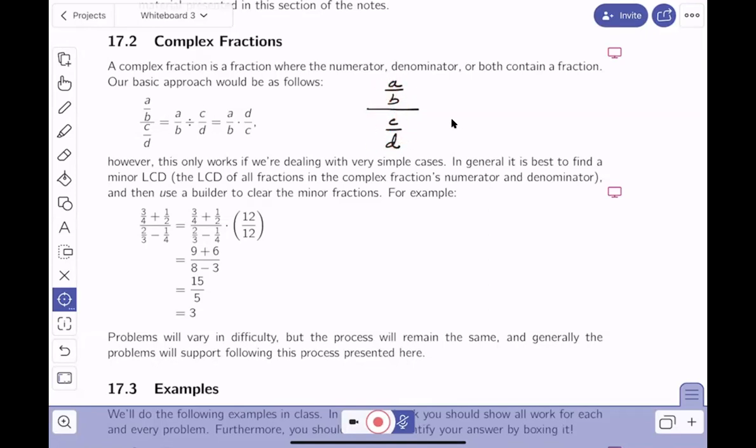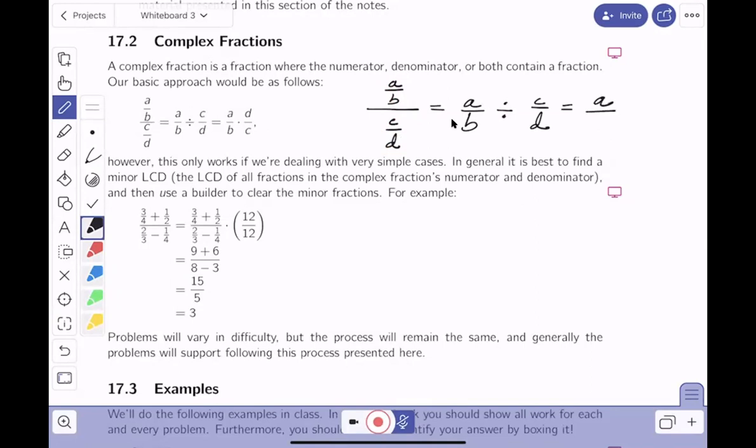Now, if I were looking at this and you asked how would you do that problem, I'd say, oh, that's a division problem. And I would write this down. I'd say this is A divided by B, that's the top number divided by the bottom number. Then I would say, oh, I don't like that division symbol. What I did in the past section, I'd write this as A over B times the reciprocal of C over D, which would be D over C.